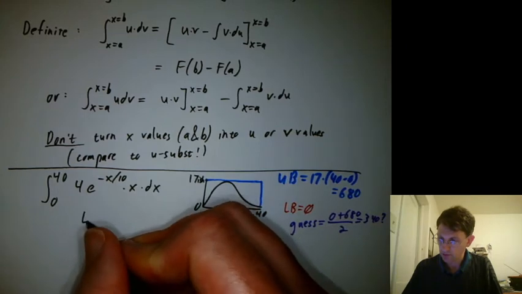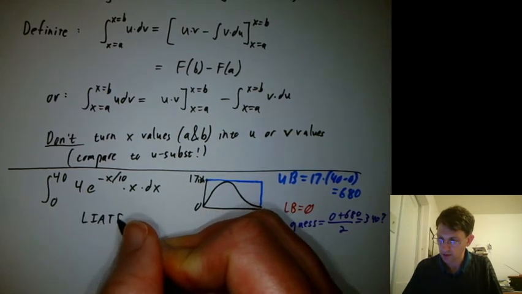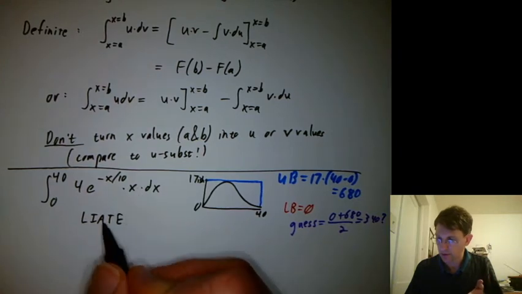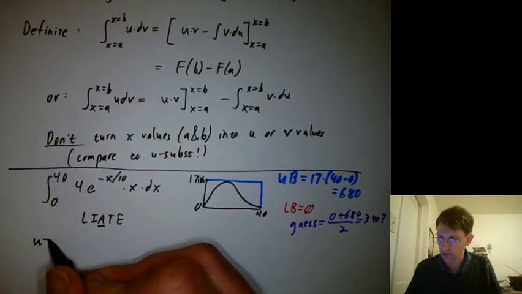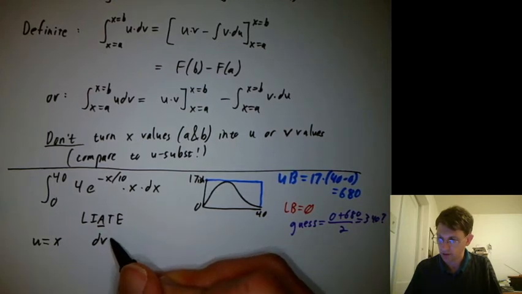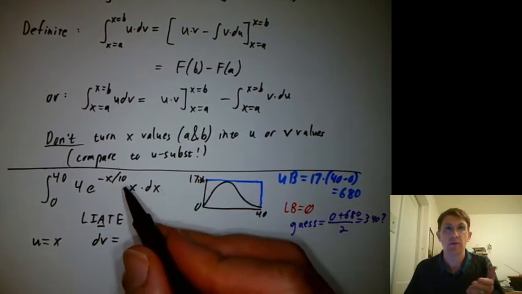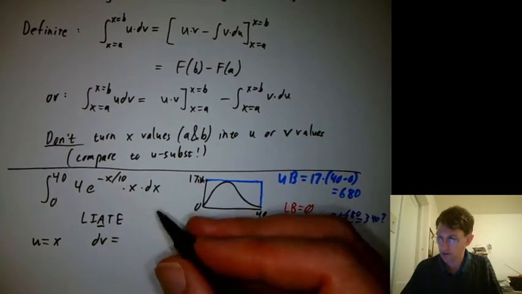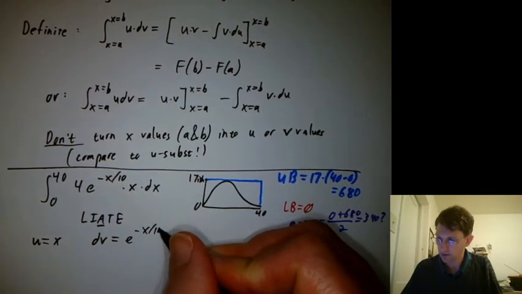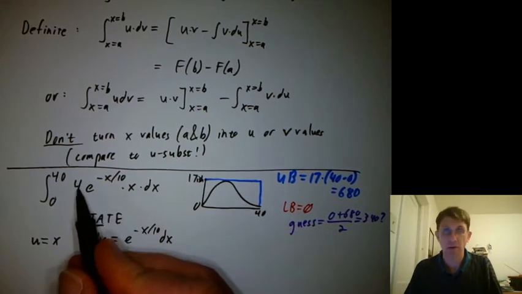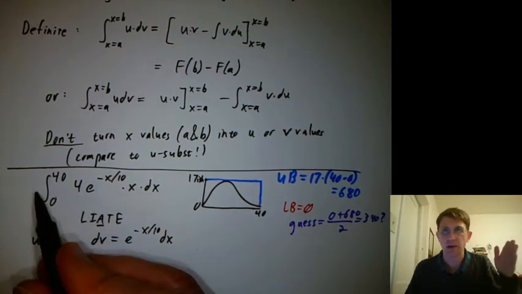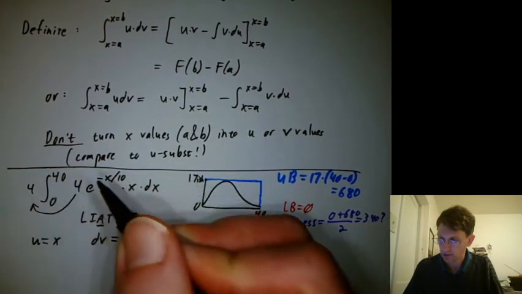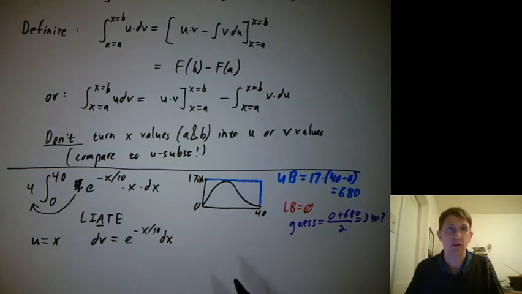What should we use for u and dv? No logs, no inverse trig, algebraic. There's that x there, so we'll use u equals x, and then dv equals whatever's left over, which is what? The e to the negative x over 10 dx. What about this 4? We could just kind of keep that out in front of the integral. So kind of move it out there.